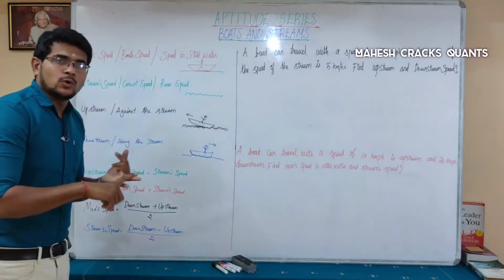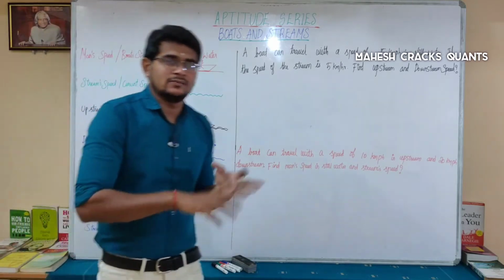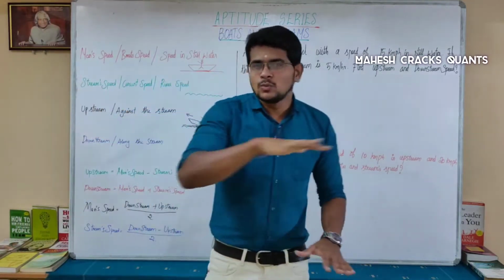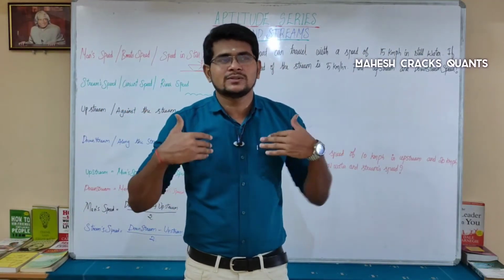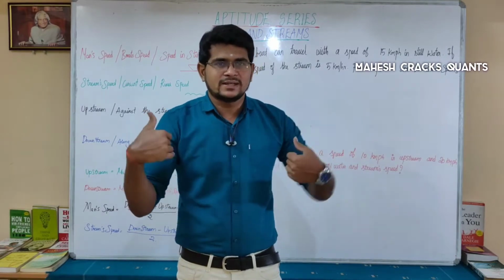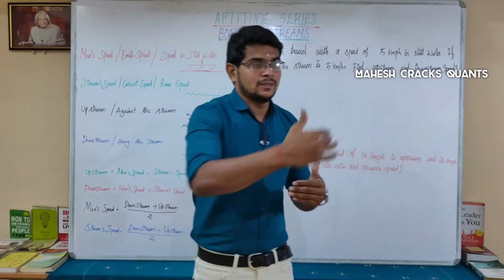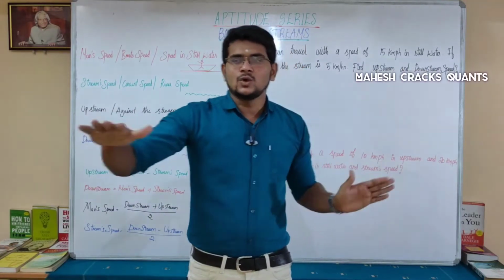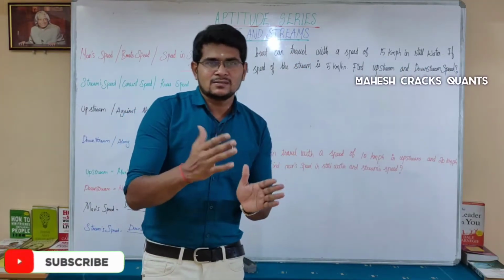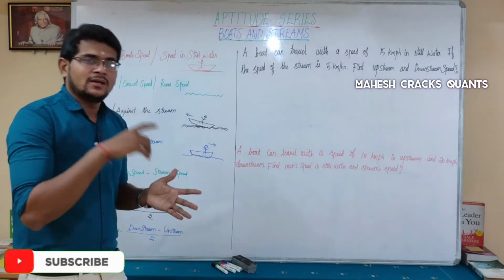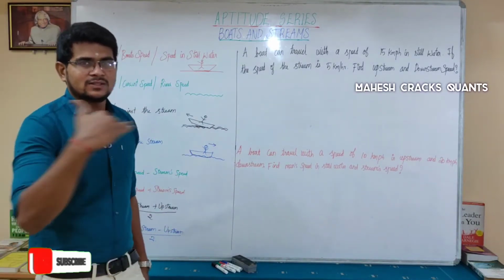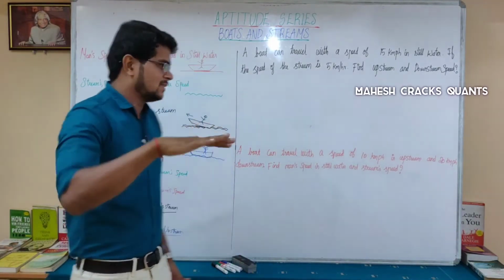Man speed, boat speed, speed in still water, which is nothing but, if there is no movement in water, how many kilometers per hour a man can row. For example, I could row 10 kilometers in 1 hour if there is no movement in water. That is man speed or boat speed, the speed in still water, where there is no movement.